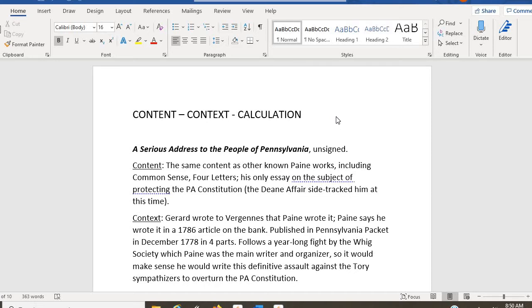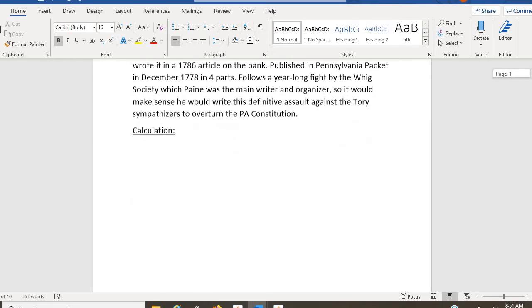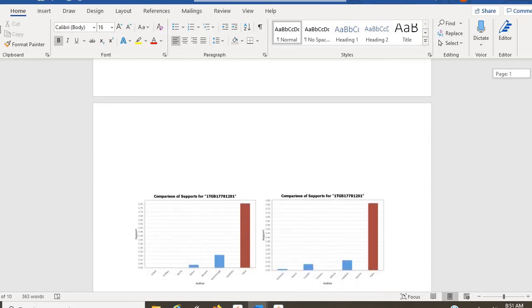This was being done right in the middle of the Revolutionary War. It was led by people of influence like John Dickinson and Benjamin Rush. They were trying to overthrow the Pennsylvania Constitution, claiming it was too democratic. So Paine, this is the only essay where he took up the question. So it's worth testing just to confirm that all the pieces fit. So when you test this, here are some samples.